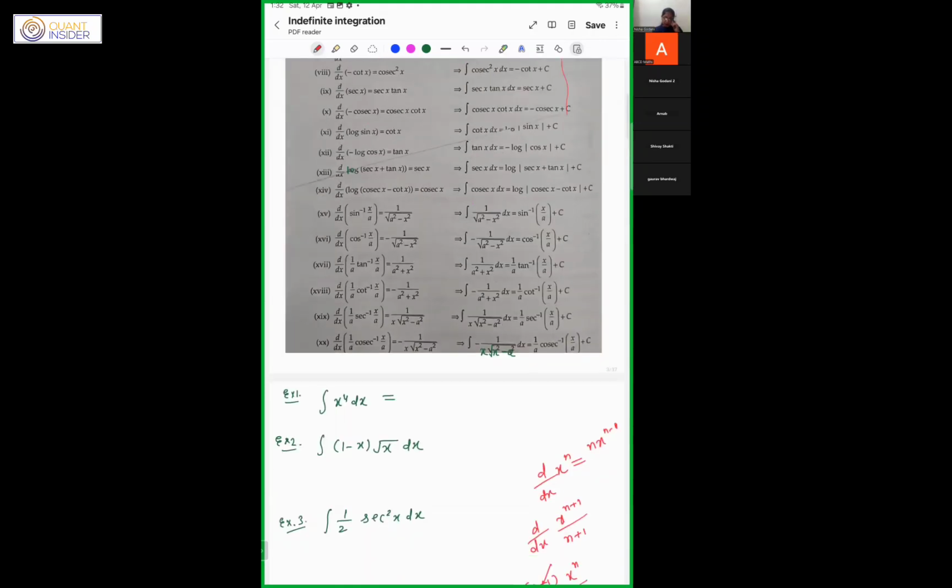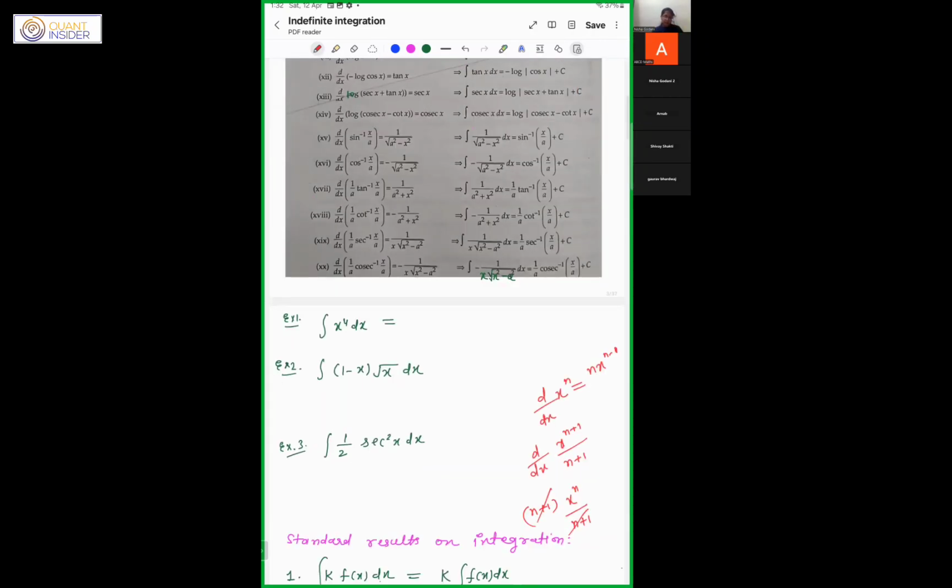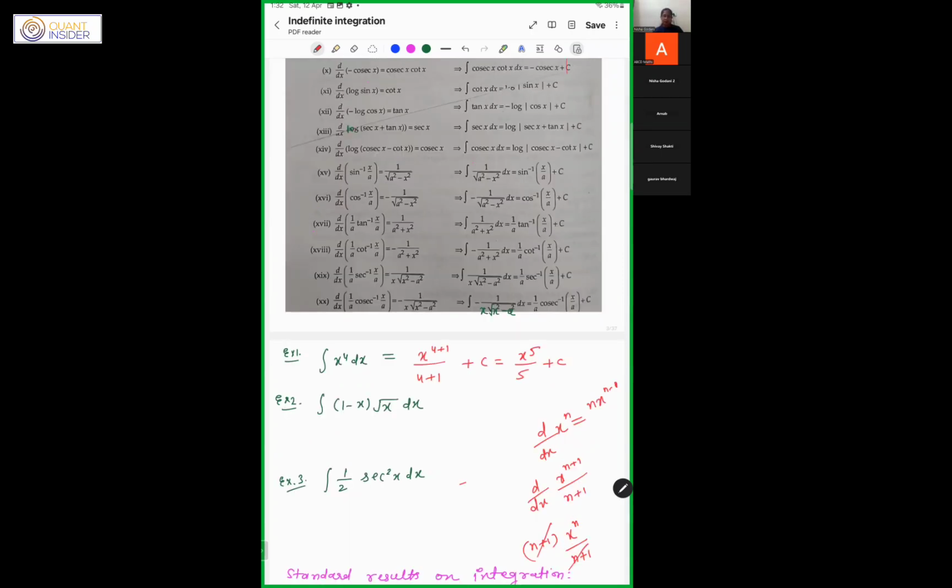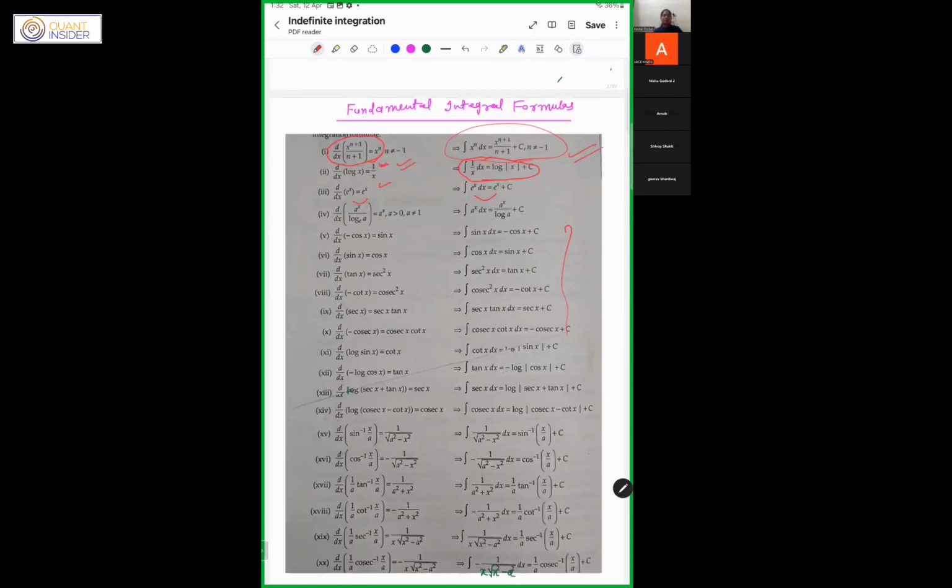Now let's do some of these examples. You have to find integration of x to the power 4. If you apply the formula for integration of x to the power n, it is x to the power 4 plus 1 upon 4 plus 1 plus c. Means it is x to the power 5 upon 5 plus c. I have used the first formula, this one.